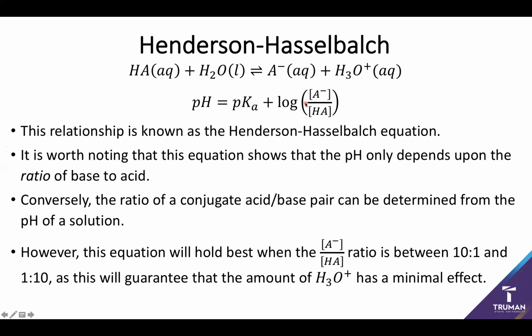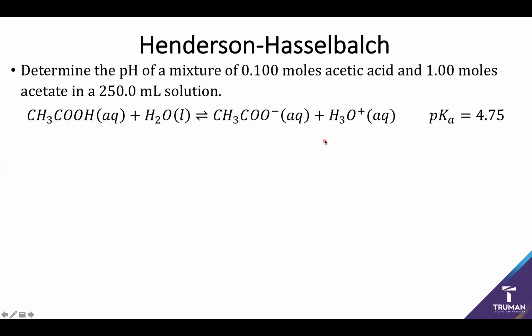If either the concentrations or that ratio gets a little too small, we can run into some problems. As long as we have a significant amount of both acid and base present, though, the Henderson-Hasselbalch equation will work very well. So let's see how this equation actually works. Let's take one of these scenarios where we've got a mixture of 0.1 moles of acetic acid and 1 mole of acetate. So again, here's a good 10-to-1 solution.